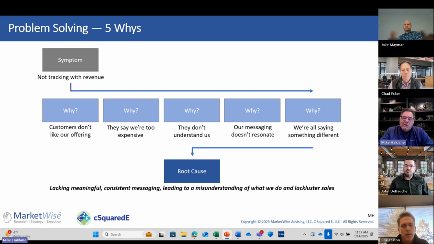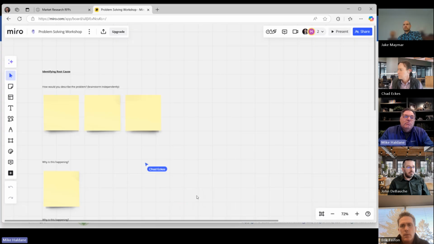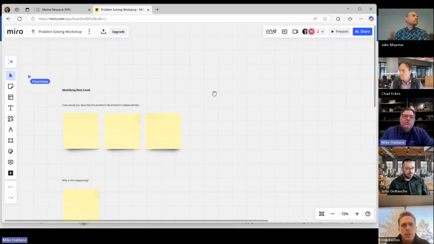But before we jump to action planning, what I want to do is jump to the first exercise, which is to identify the root cause. So I am going to switch screens here for just a minute, or maybe a couple of minutes. Did everybody get the Miro link that I sent out on Friday? And if so, can you get into Miro without any trouble?